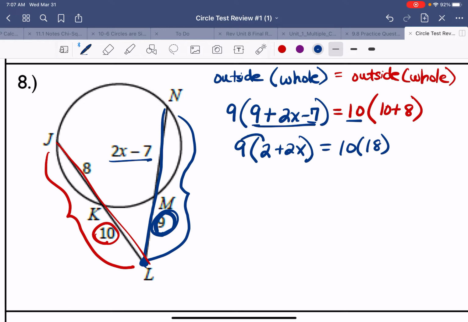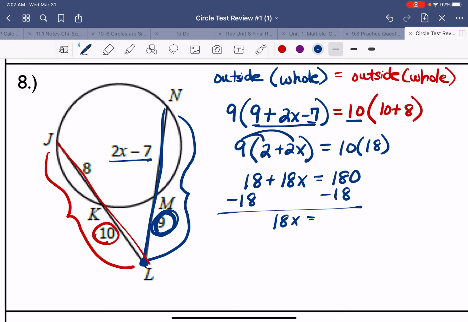So now I'm going to distribute my 9 to both terms, and I have 18 plus 18x is equal to 180. Then I'm going to subtract 18 from both sides. 18x is equal to 162. Divide both sides by 18, and then finally x is equal to 9.